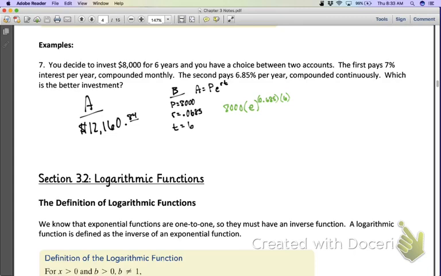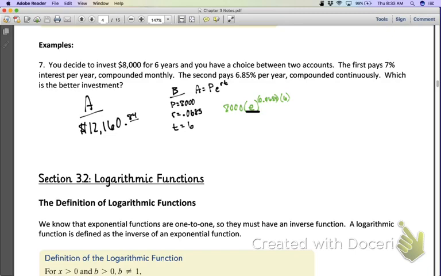This one's going to be a little bit different as far as the order in which I need to do it. Because I have a power, I'm going to have to take e to a power. Is it 0.068? Oh yes, 0.0685. Thank you. My fault.